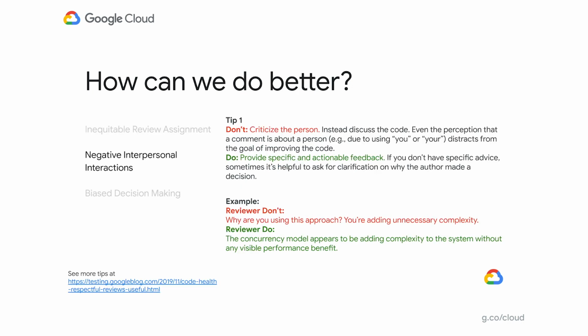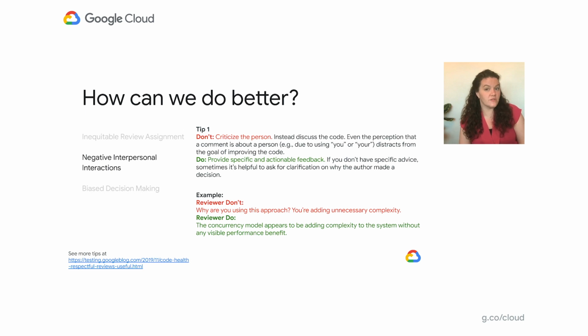When it comes to negative interpersonal interactions, we have two tips here, one for reviewers, one for authors. There are more tips at this linked blog post from the Google testing blog that we wrote. And these tips actually come from our own research looking at quantifying pushback in code reviews.